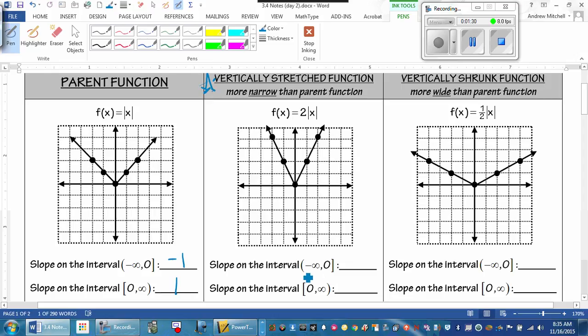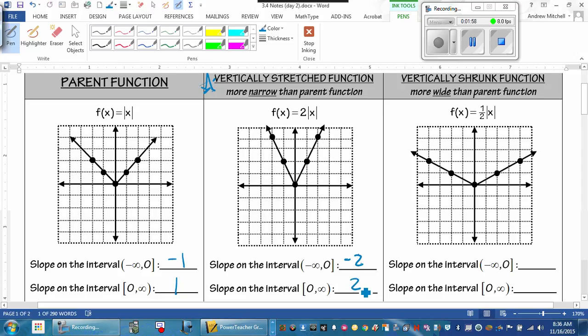The slope on the interval from negative infinity to 0. So now, on the left side of our vertex, as we're coming from the left, what's our slope? This time we're going down 2 over 1, down 2 over 1. So our slope here is negative 2. How about the slope on the interval from 0 to infinity? So to the right of the vertex. Here we go up 2 over 1, up 2 over 1.